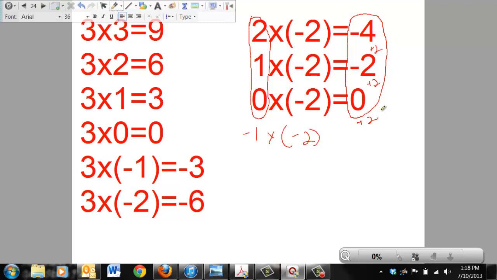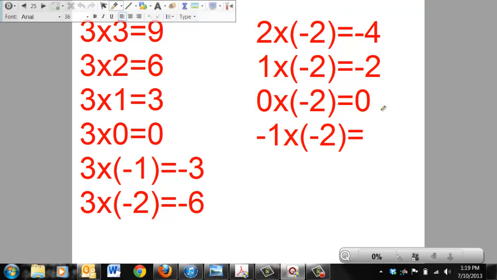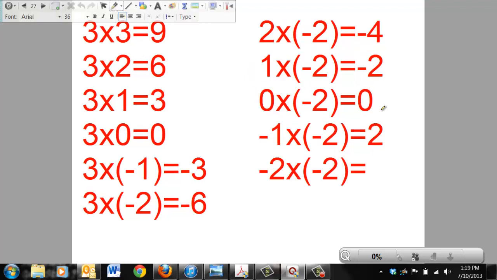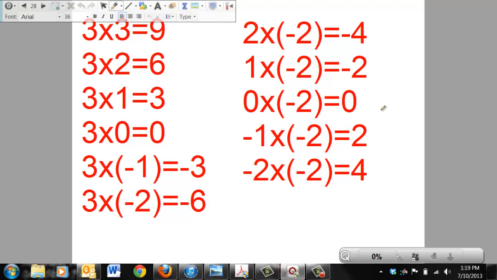A negative times a negative equaling a positive. So negative 1 times negative 2 actually equals positive 2. Negative 2 times negative 2 equals positive 4. And so you have your mathematical proof that a positive times a negative equals a negative, and that a negative times a negative is equal to a positive.